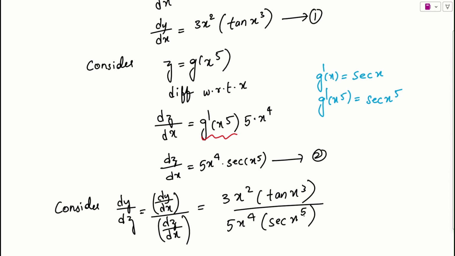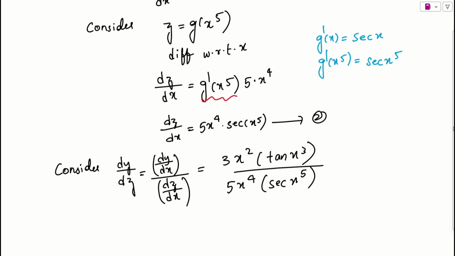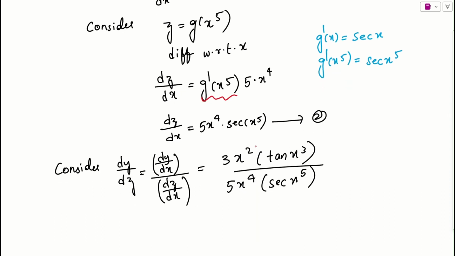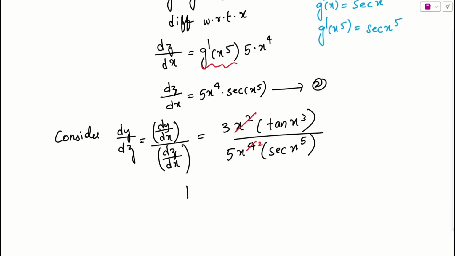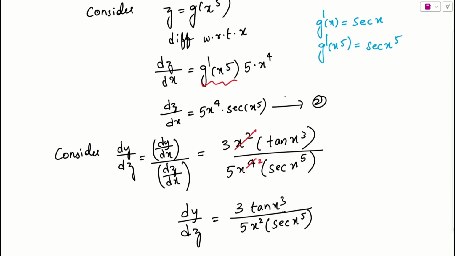This is 5. Yes. So from the numerator and denominator, I can cancel something. What can I cancel? x square. If this x square is cancelled, I'll be left with 2x square. Is it okay? Yes. So finally I got dy by dz is nothing but 3 times tan x cube by 5 times x square. 2x are left. Why? Because 2 more x cancel with the numerator into this secant x power 5. Is it fine?